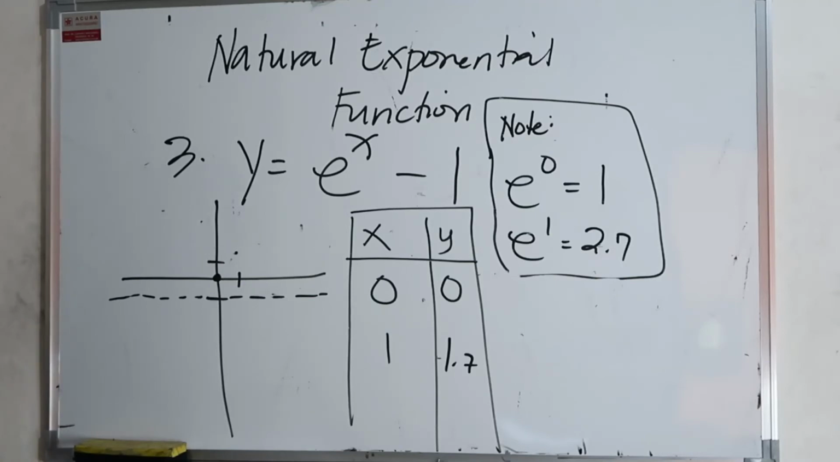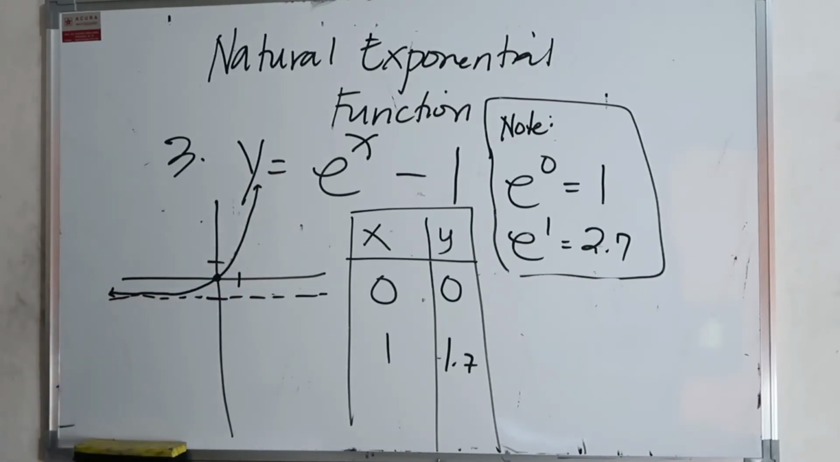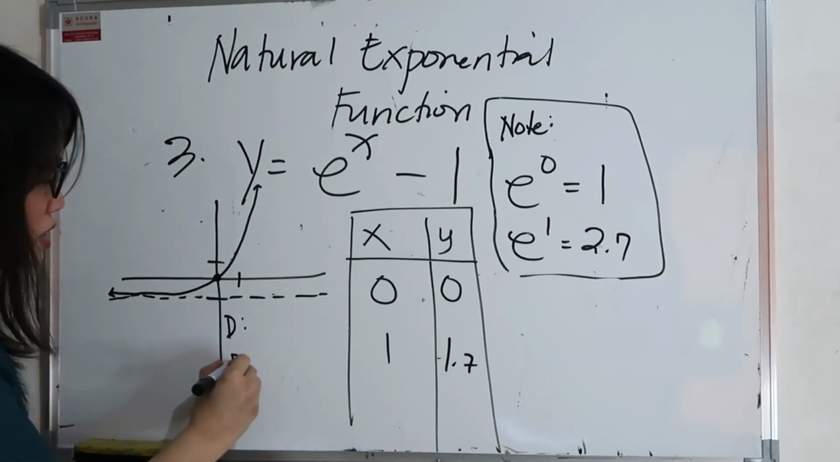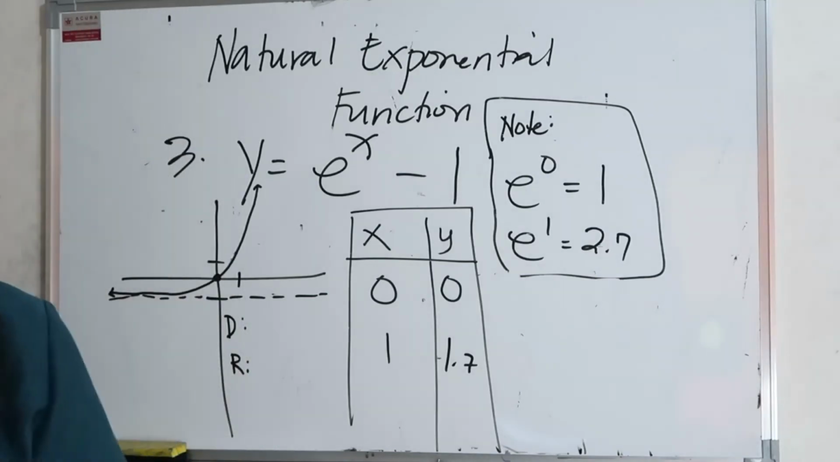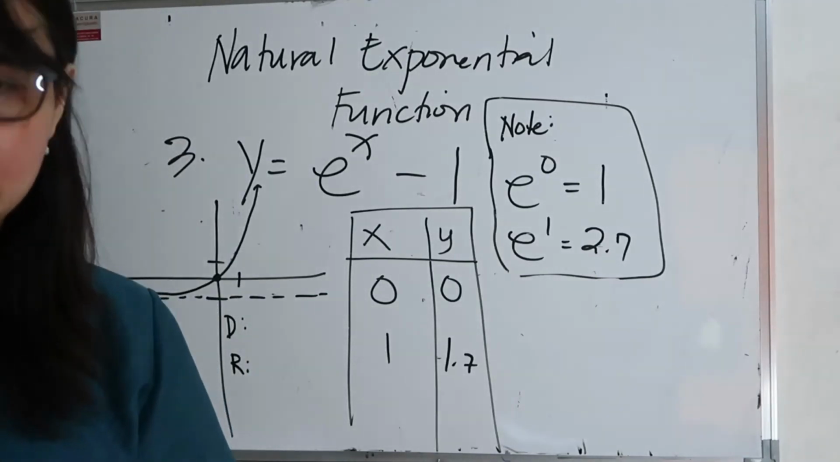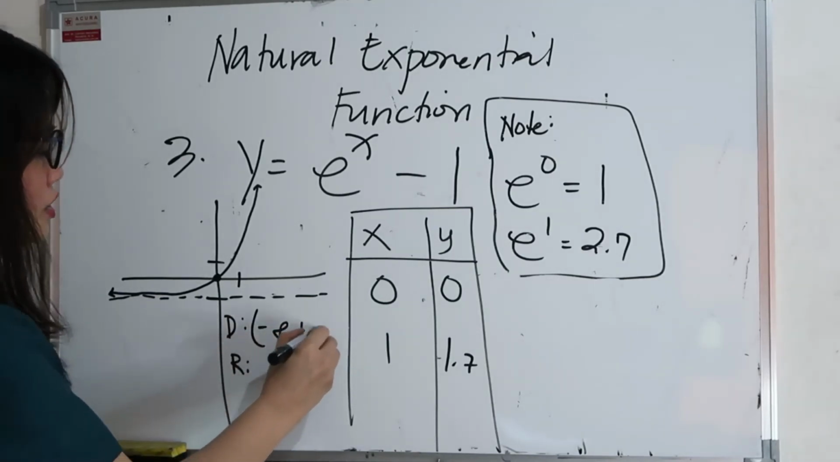So to graph an exponential or natural exponential function, start with the horizontal asymptote, going there. So that is the graph of this natural exponential function. Now, based on the graph, what is your domain? When we say exponential function or natural exponential function, the domain is always the set of real numbers. So therefore, your domain will be from negative infinity to positive infinity.